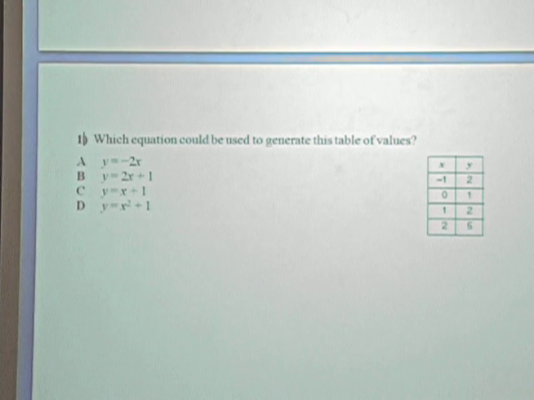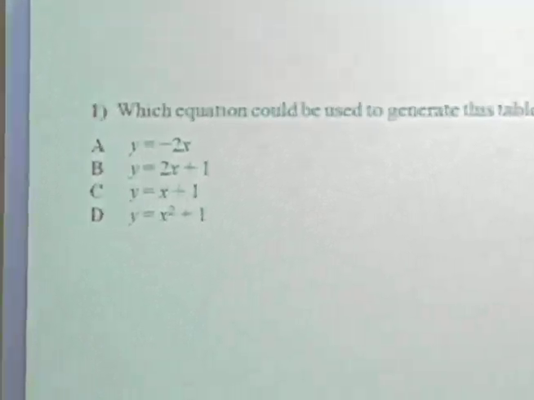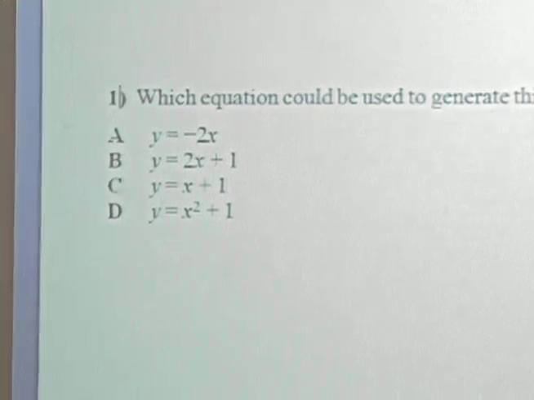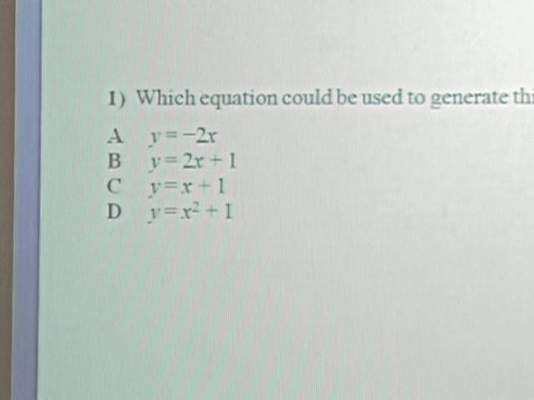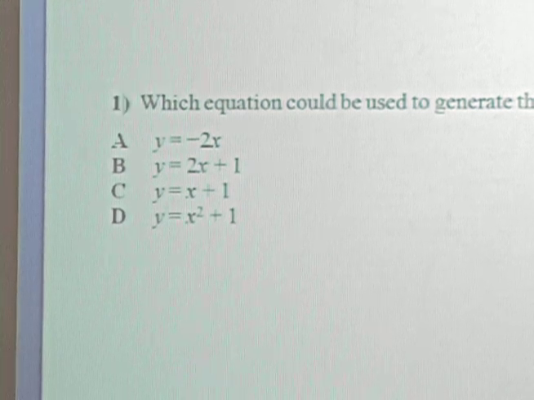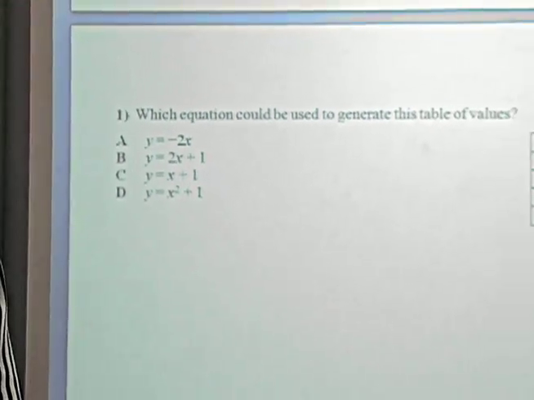Here are our answer choices. A is y equals -2x. B is y equals 2x plus 1. C is y equals x plus 1. And D is y equals x squared plus 1. We'll give you about a minute and a half to work this out on your own.